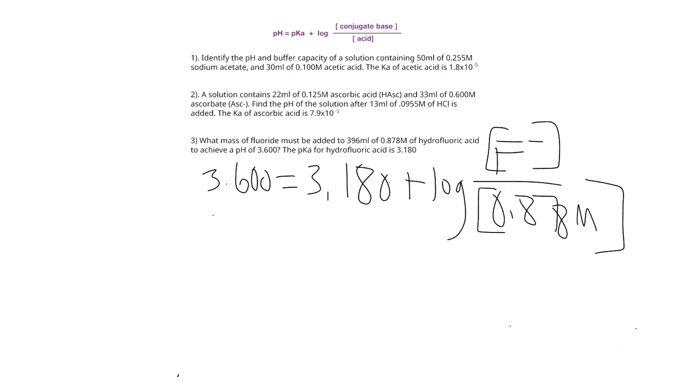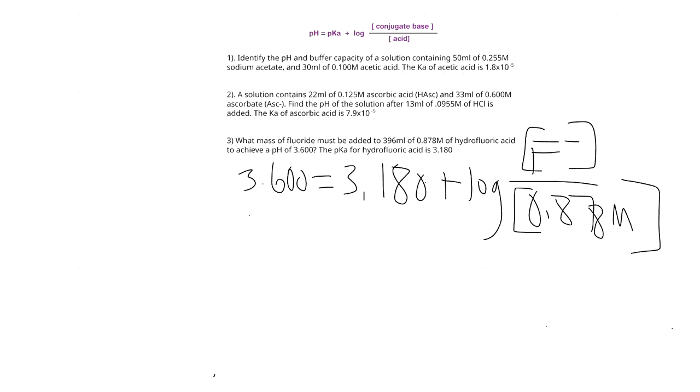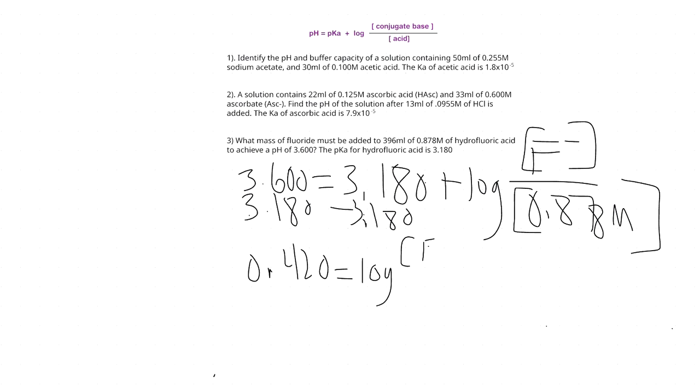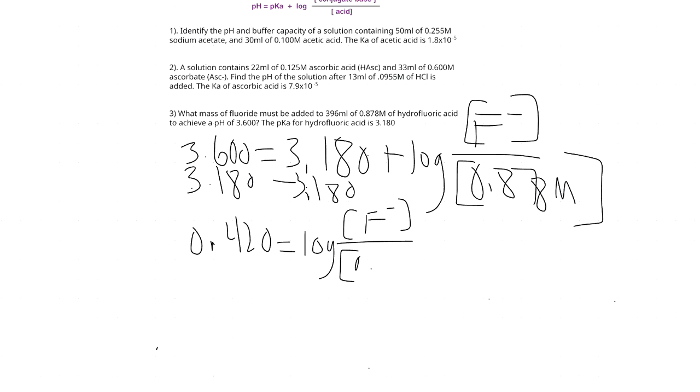Okay, so we want to isolate F minus. That's kind of our star here. And there's an easy way to start, and that's just subtracting 3.180 from both sides. That's just going to be 0.420 equals log of F minus over 0.878.